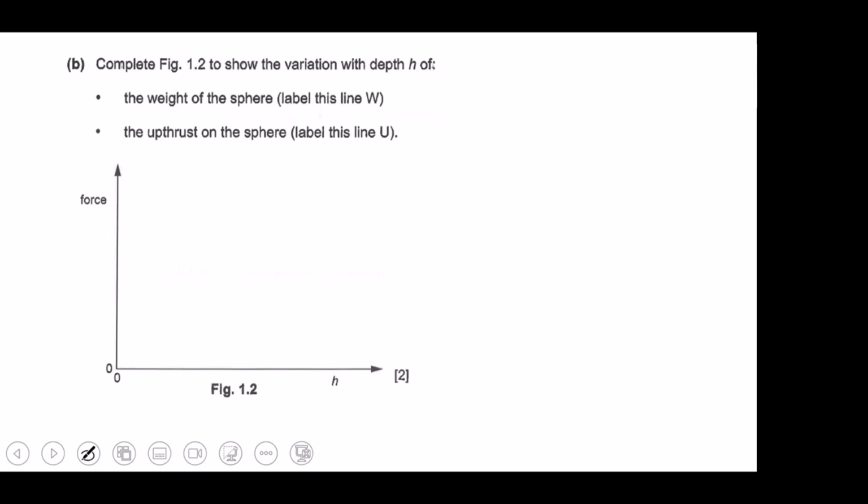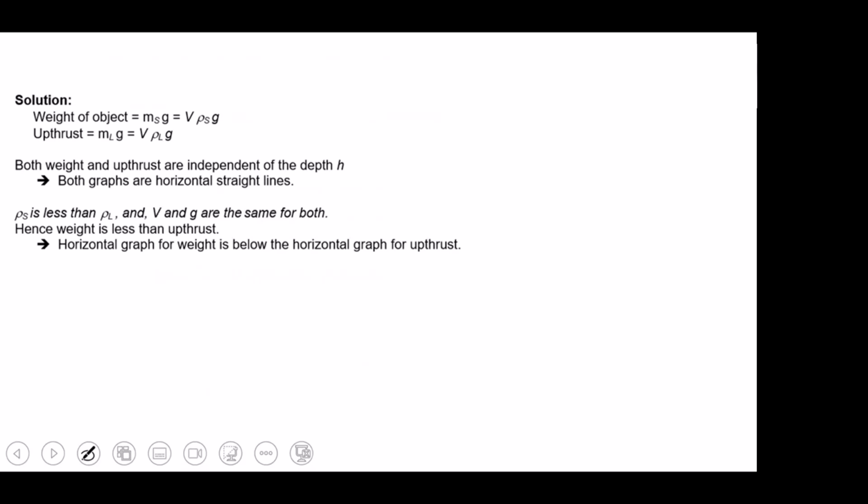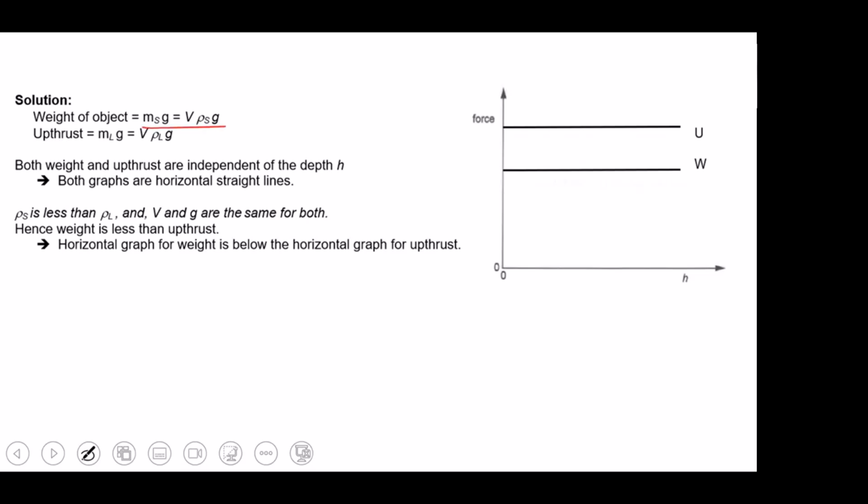Okay, part B, you're expected to draw 2 graphs to show the weight. Draw 2 lines on the same graph to show the weight and the upthrust. The weight of the object is actually mass times g. So the mass is volume times density. So there's no dependence on height. So the upthrust similarly has no dependence on height. So therefore, if there is no dependence, it must be a straight line, right?